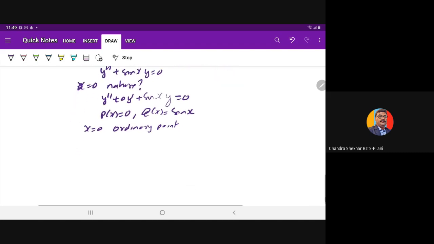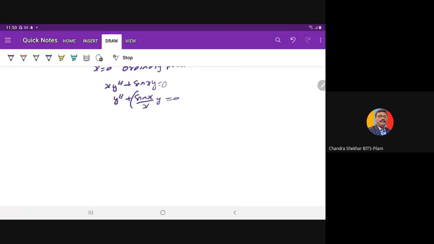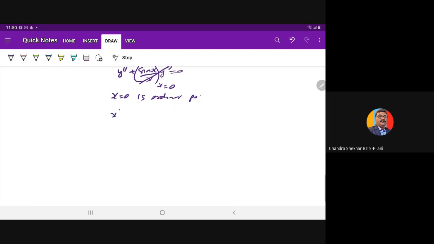Instead of this question, if we have x y double dash plus sin x y is equal to 0, so in that case it can be written as y double dash plus sin x upon x y is equal to 0. At that time, at x equal to 0, what is the nature of this? It is 1. So this is also, x equal to 0 is the ordinary point.